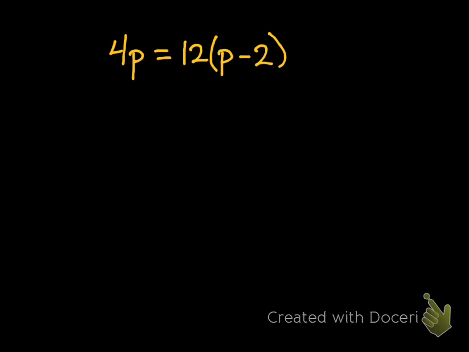I want to remind us of the order of operations here. Okay. First, we need to check the parentheses. Is there anything we can simplify inside our parenthesis? p and negative 2 are not like terms, so we cannot simplify those. We don't have any exponents, so we move on to multiplication.